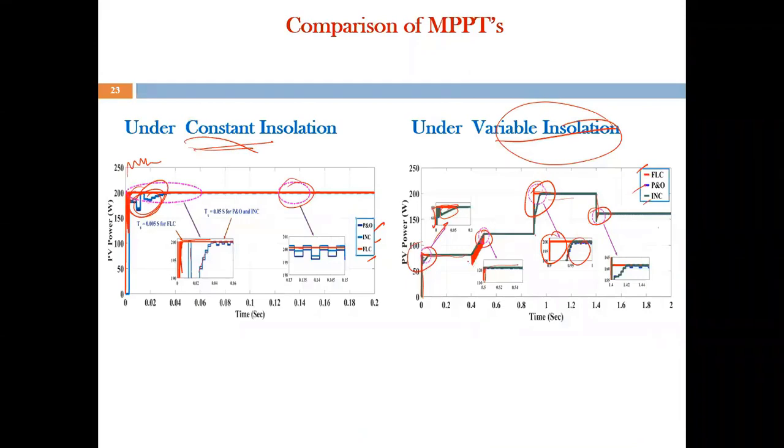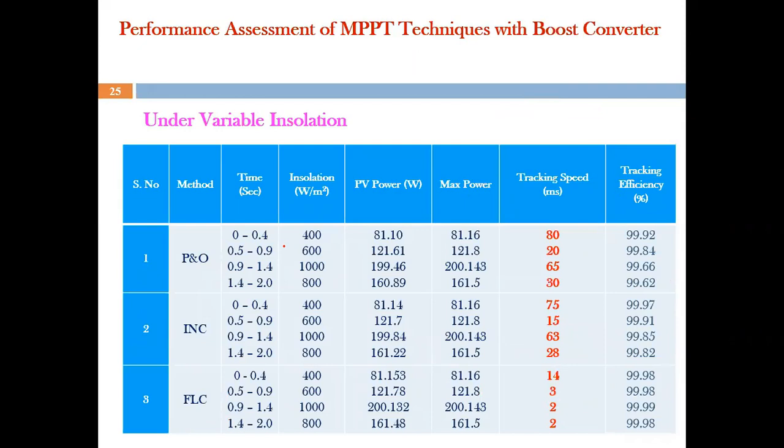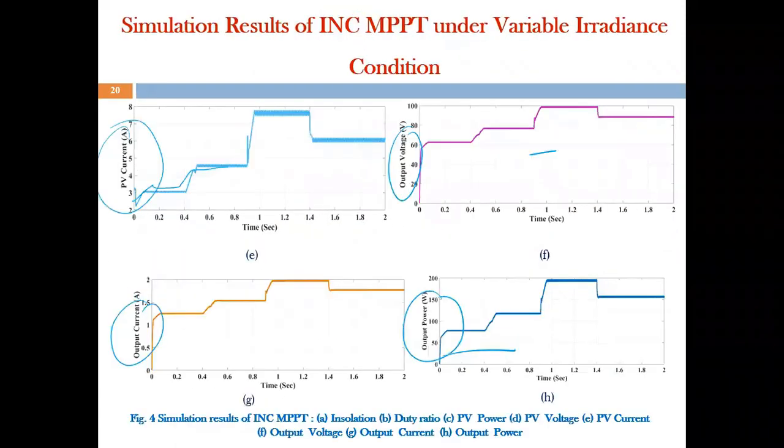Now, when you move to the partial shading condition, you see P&O at 400 watt per meter square, which I have taken. At that point, power was 81. You observe here.